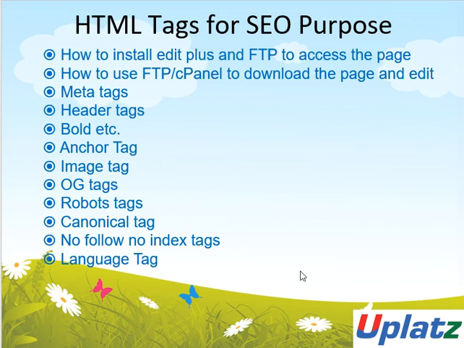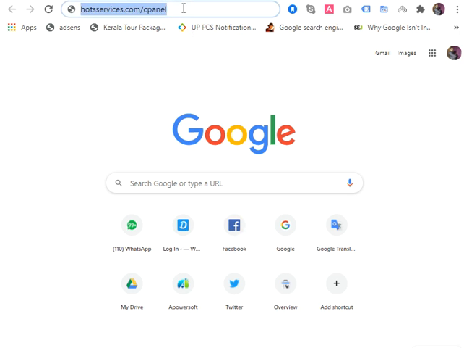So till now you have learned how to install Edit Plus and FTP to access the page, how to use FTP and cPanel to download the page. I explained how to download the page from the FTP. Now the remaining is cPanel. Just moving to the cPanel of a website to show you how to download the page and how to edit it in Edit Plus. So just moving to the cPanel. This is the cPanel of a website and I am just entering it.